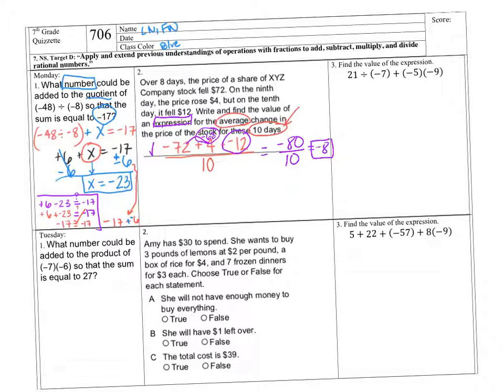So the average change in the price of stock for 10 days is a loss, or let me see, I guess a drop, because we're talking about stocks. So a loss would make sense as well. But you can also say a drop of $8.